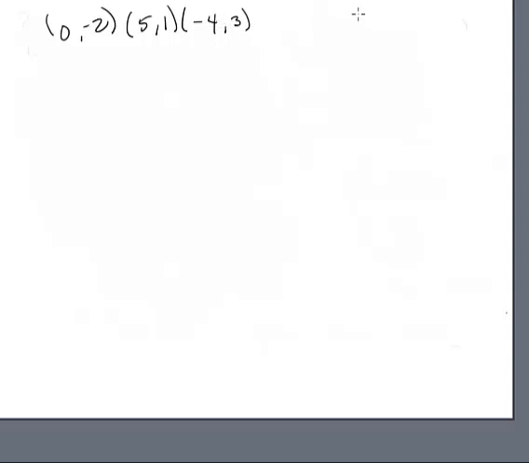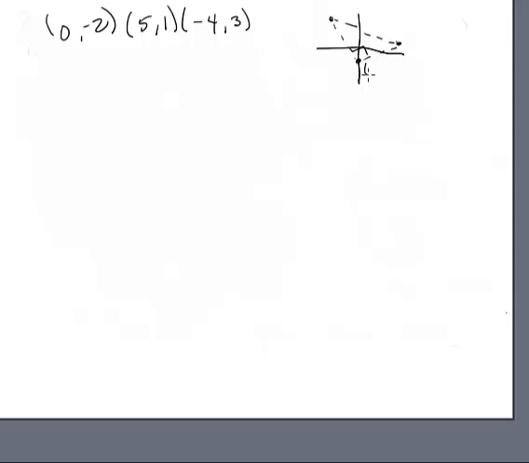Okay, so let's get an idea of where those points are. (0, -2) is down here. (5, 1) is up here. (-4, 3) is up here. So here we have a triangle. Not sure if it's a right triangle. Kind of looks like it, but you know, it's just a sketch. So I want to know, is this really a right triangle?